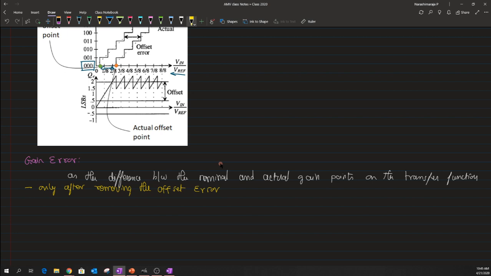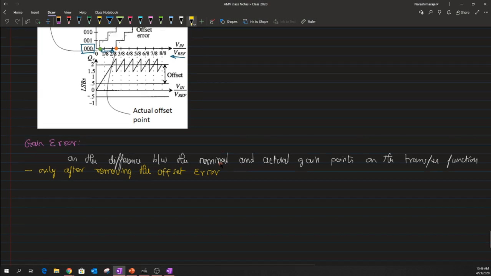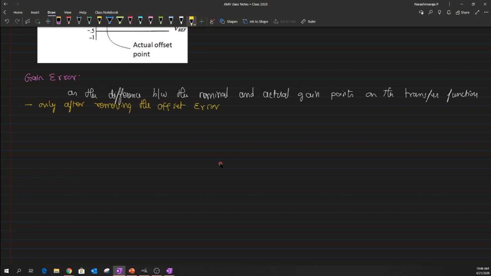Which means that we have to remove this offset error, or make sure that the offset error is corrected, and then go for measuring the gain error. So you cannot do it the other way. You cannot start reading the gain error first and then move on to the offset error. It is always followed in a sequence where you first read out the offset error and remove that offset error from the characteristic graph, and then later you read out the gain error. Now again, we have to know how to read out these gain points first in order to measure the difference between the actual and the nominal gain points.